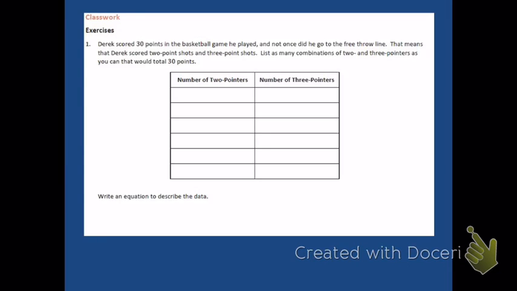Okay, we're going to start with this exercise where Derek has scored 30 points in a basketball game and did not go to the free throw line. What that means is that he only scored 2-point shots and 3-point shots. So pause the video and list some combinations of 2 and 3-pointers that would total up to 30 points for Derek. See if you can fill in the table with some combinations there.